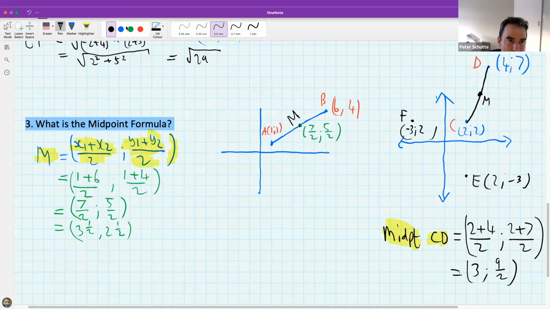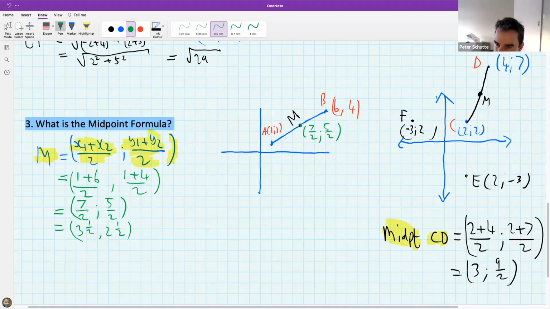What is the midpoint between E and F? Basically between this, so this is the line segment EF. I want to know what is the midpoint between that. Go ahead and see if you can do that. So E is 2, minus 3 and F is minus 3, 2.